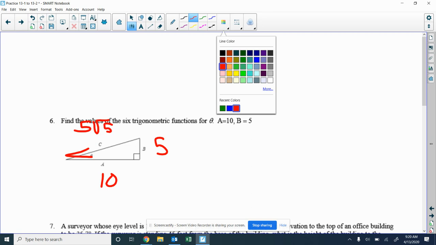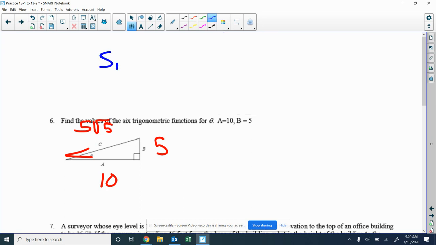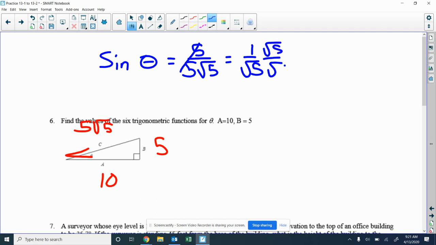So we're looking at your sine of that angle is going to be your opposite over your hypotenuse, which would be 5 over 5 square roots of 5. Opposite over hypotenuse. The 5s can cancel. You're left with 1 over the square root of 5. Now we'll rationalize, and we have the square root of 5 over 5.